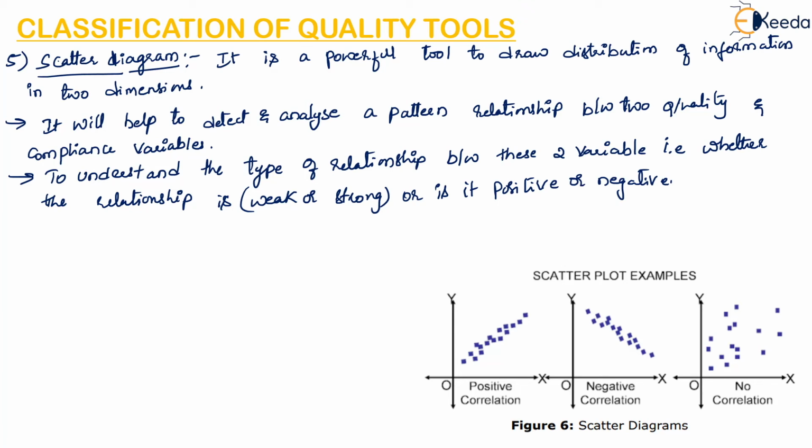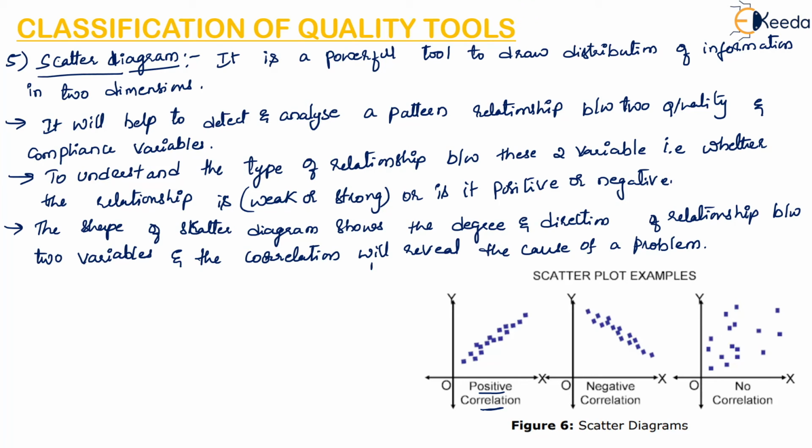The shape of this scatter diagram usually shows the degree and the direction of the relationship between 2 variables, and the correlation may also reveal the cause of the problem. Here in this scatter plot we can see that there is a positive correlation between these two variables.